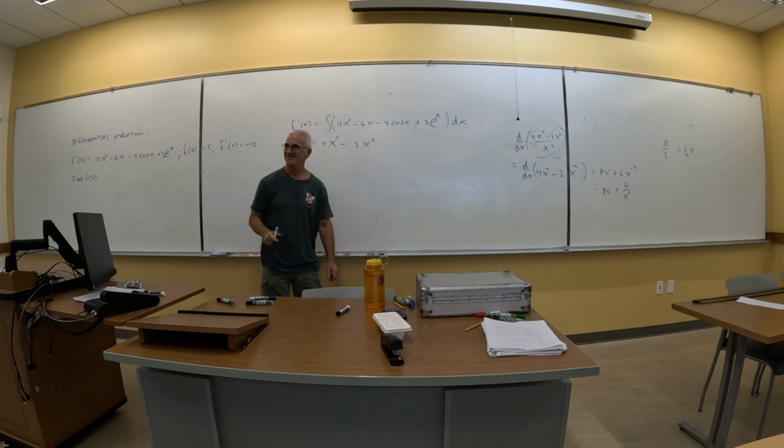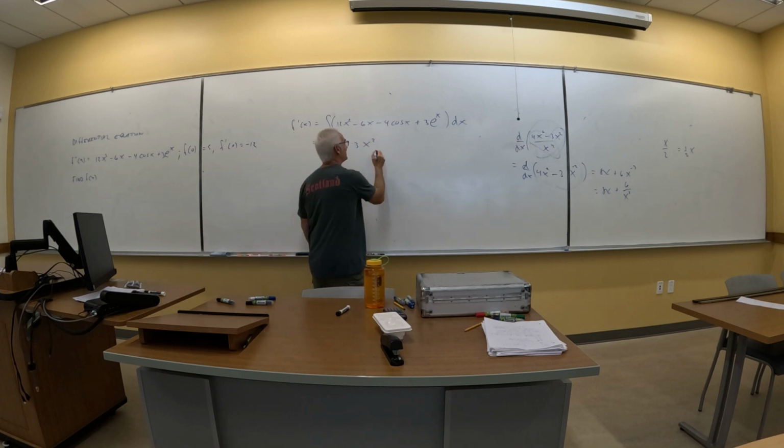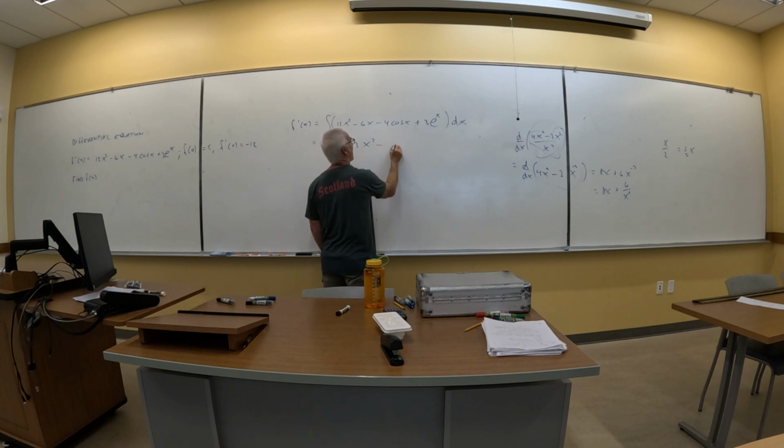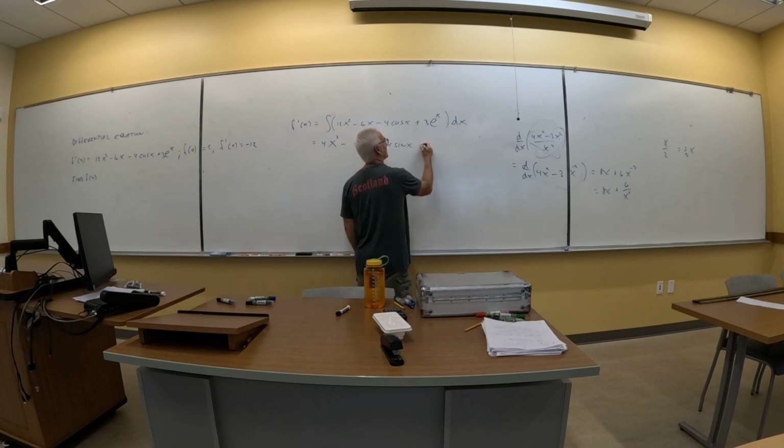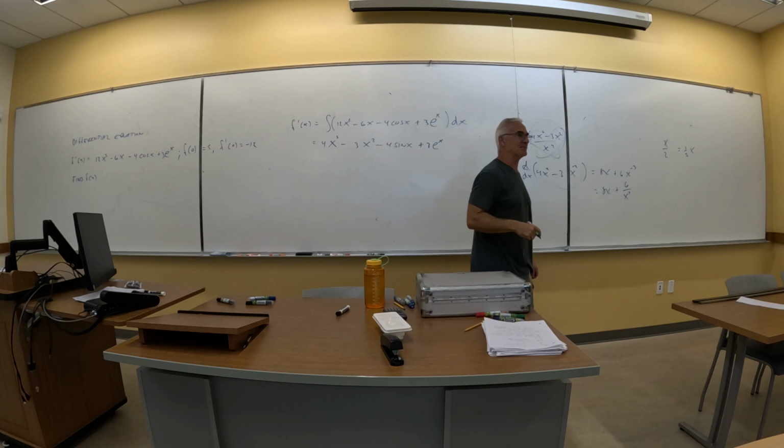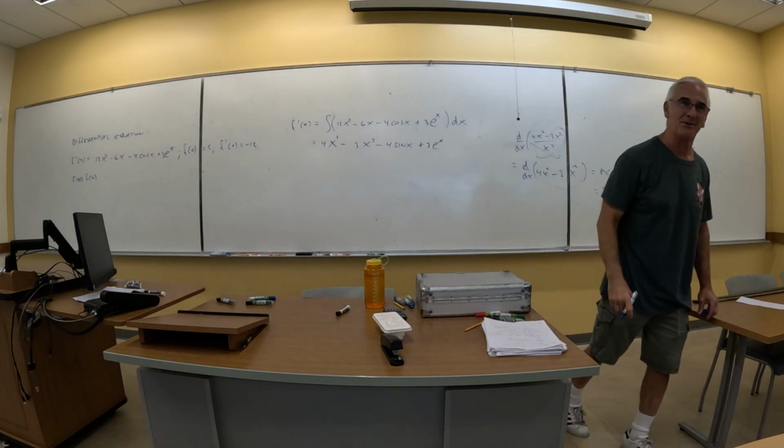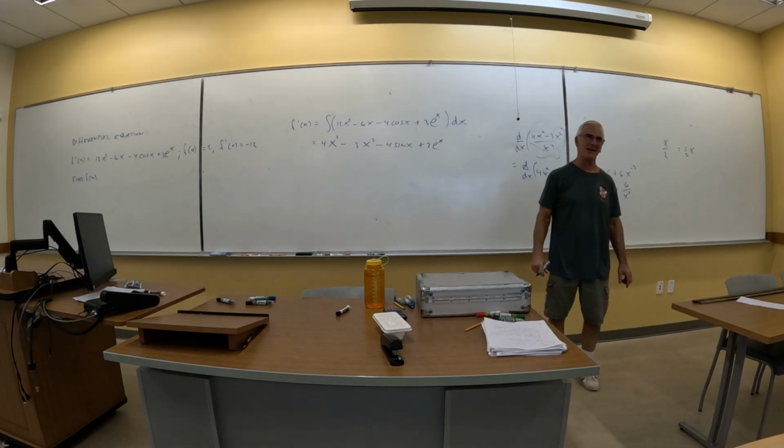Okay, good. So how about the next one? Plus or minus? Minus 4 sine. Good. Plus 3e to the x. The only one you can't possibly make a mistake on. Yes. See, not only is e to the x its own derivative, it's also its own antiderivative. We really like e to the x's.